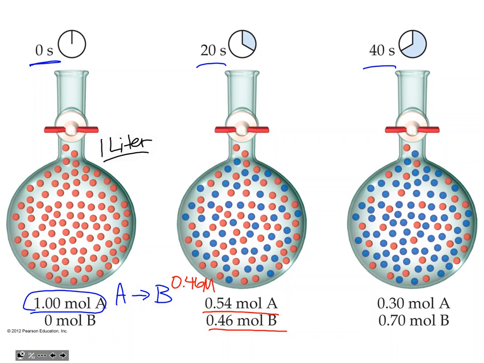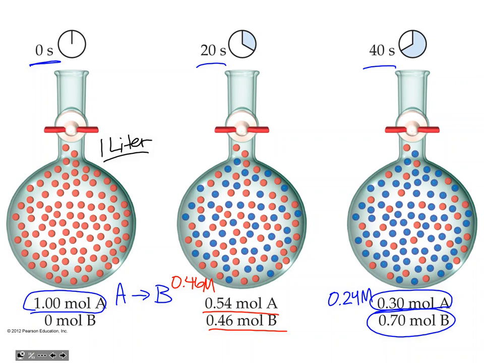And at the 40-second mark over here, looking at how much has changed from the 0.54 to the 0.3, that's a difference of 0.24 molar that has changed, where it has disappeared from A and then formed that same amount in B.